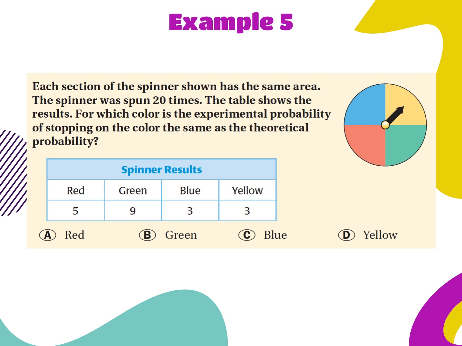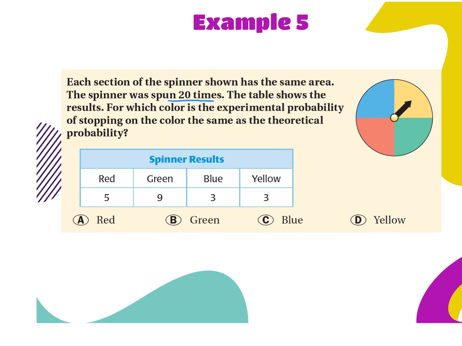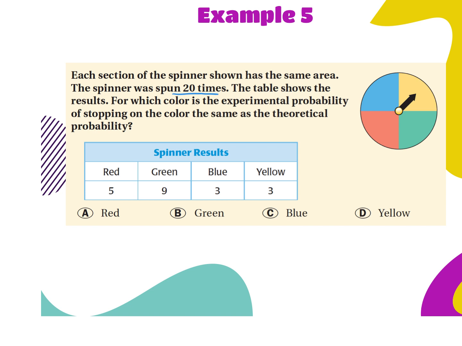So here it says each section of the spinner shown has the same area. The spinner was spun 20 times. So what was nice is they gave us the total already. We're not going to need to add it up. However, if they didn't tell us the total, then I would have had to have added all these numbers to get my total. So then here it shows the results of when you spun the spinner, that red came up 5 times, green 9, blue 3, and yellow 3. So let's go ahead and calculate the probability experimentally. Then I'm going to go back and do the theoretical.